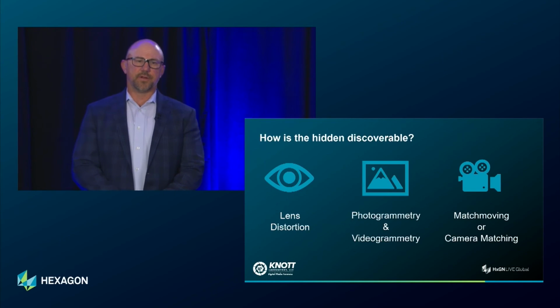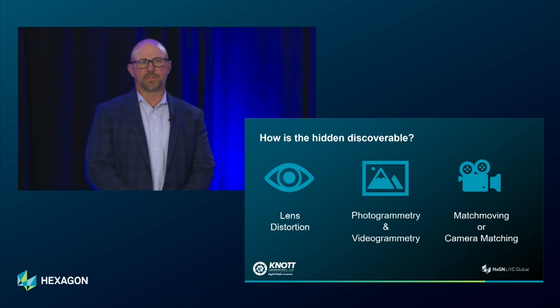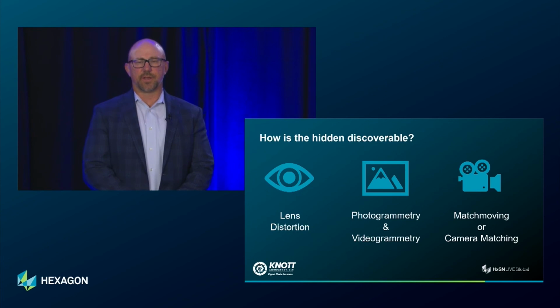So I've covered how the hidden becomes discoverable and the tools that we've used to get there. Lens distortion and correcting for it, photogrammetry and videogrammetry, how that's behind everything that we do. The camera matching, which is taking point clouds to the next level and being able to analyze scientifically and accurately the video footage now that we can tie them to physical, tangible points in space.